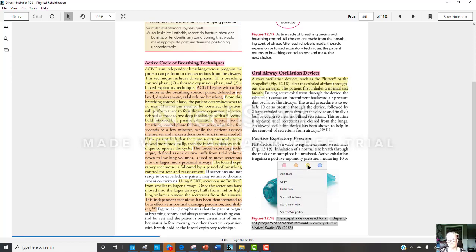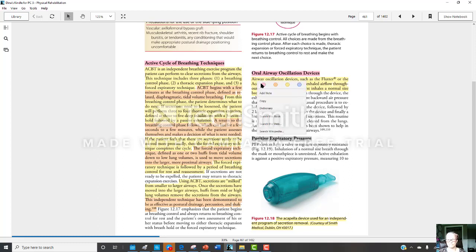The usual procedure is to exhale 10 or so breaths through the device, followed by 2 large exhale volumes through the device and finally a huff or cough to clear mobilized secretions. This routine is repeated until secretions are cleared from the lungs. An airway oscillation device has been shown to help in the removal of secretions from airways.